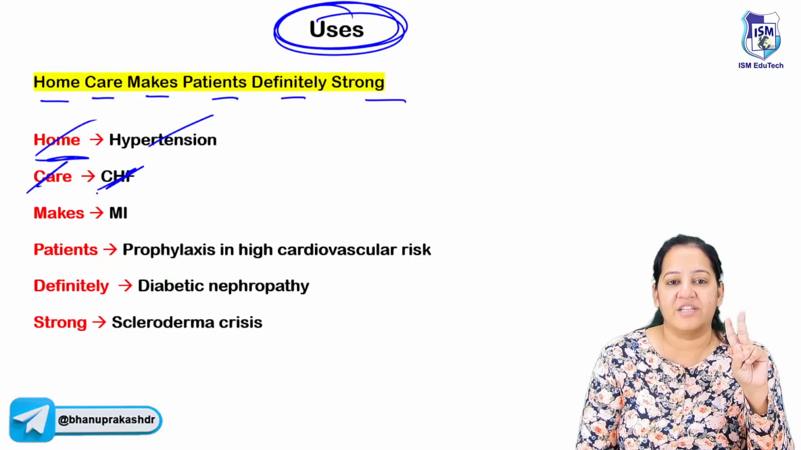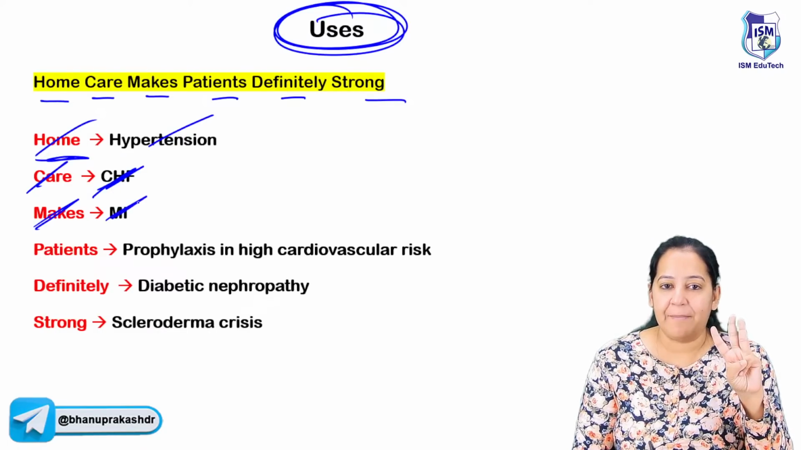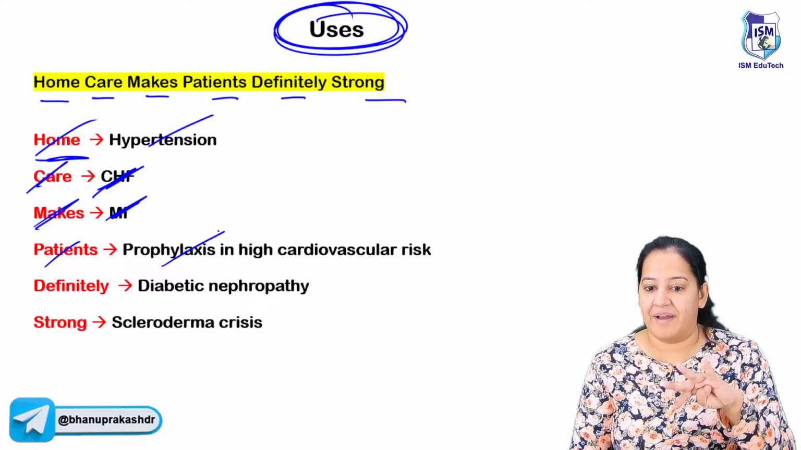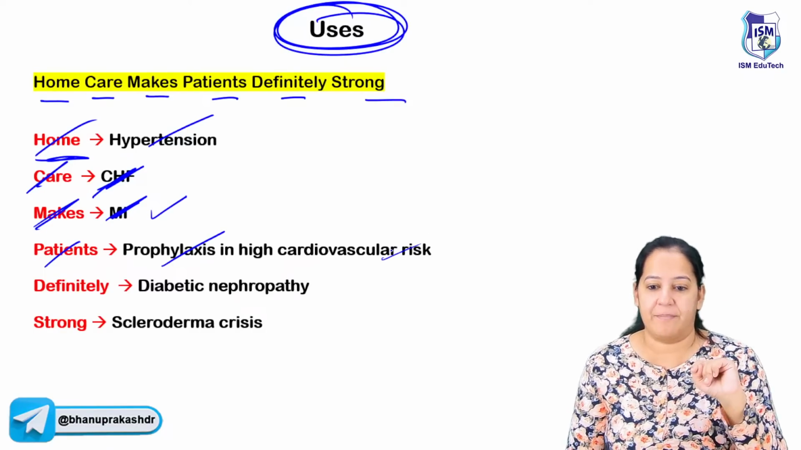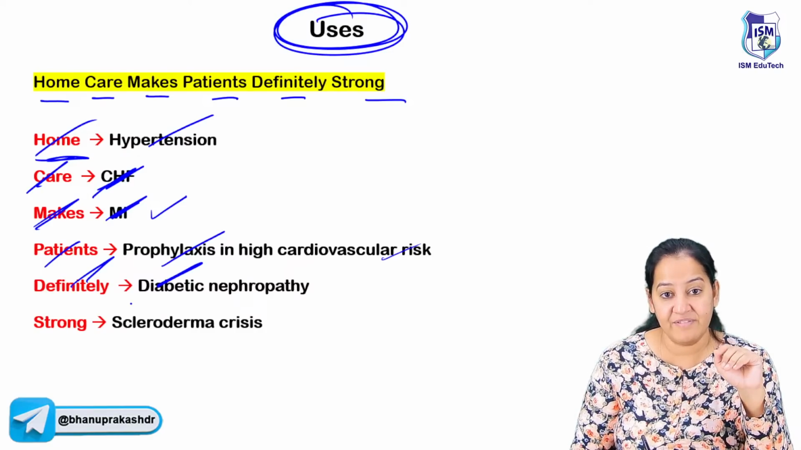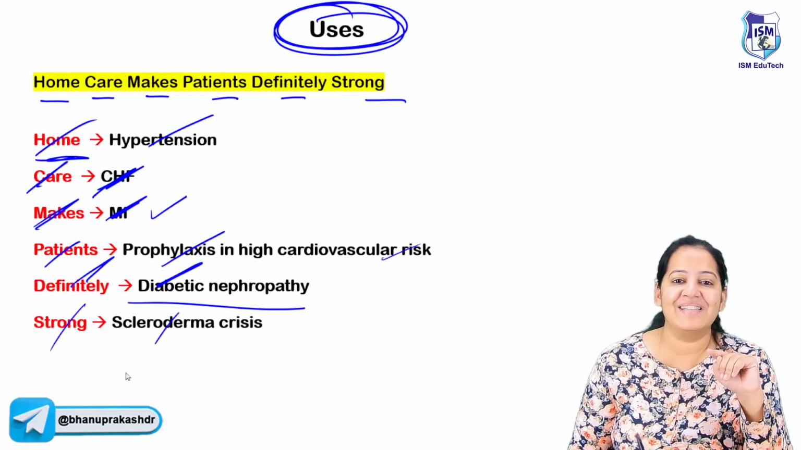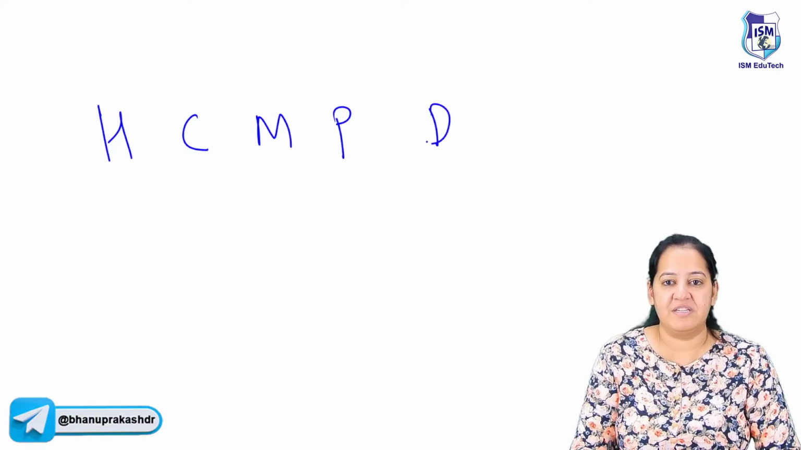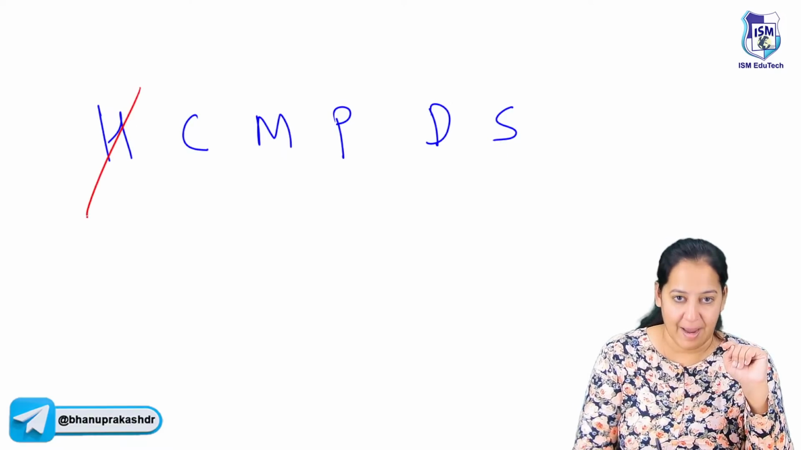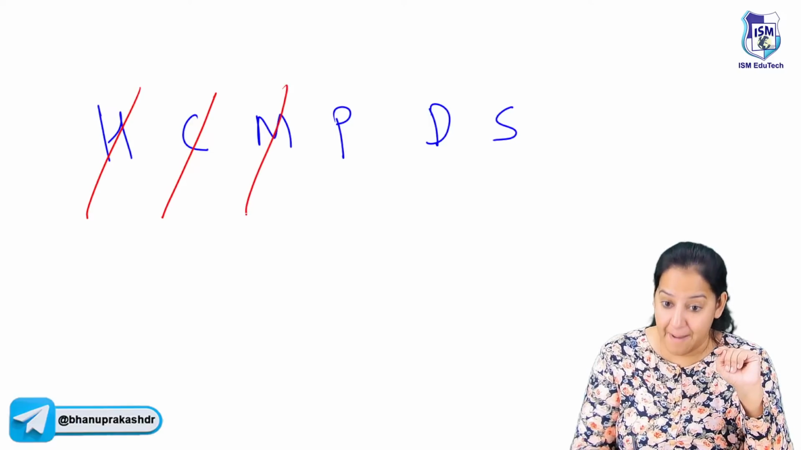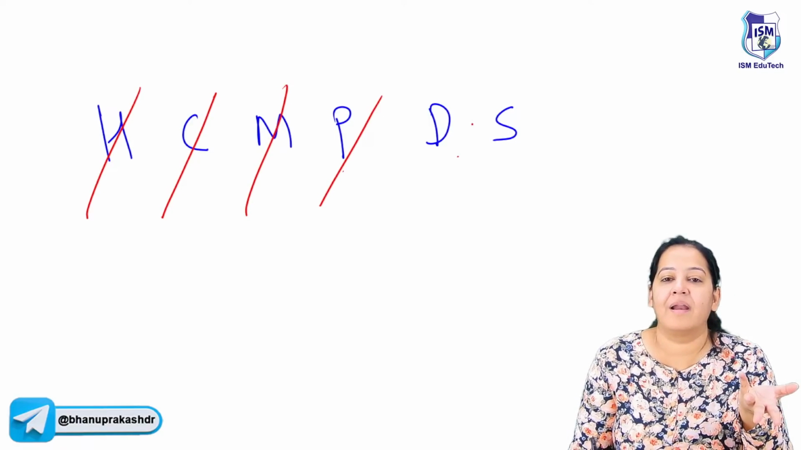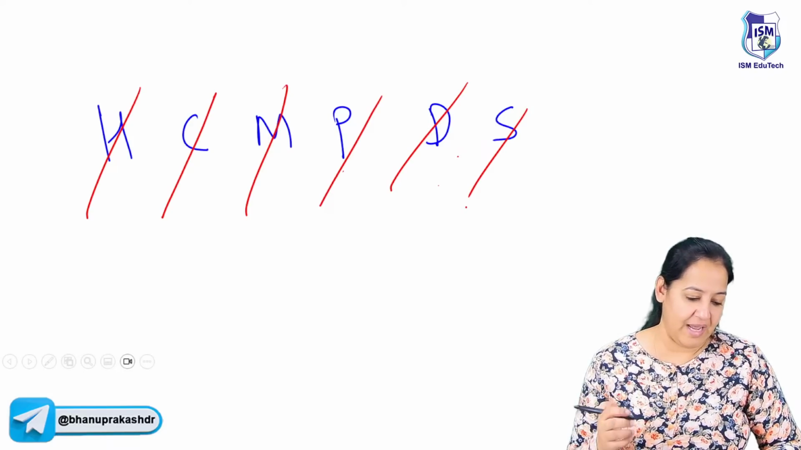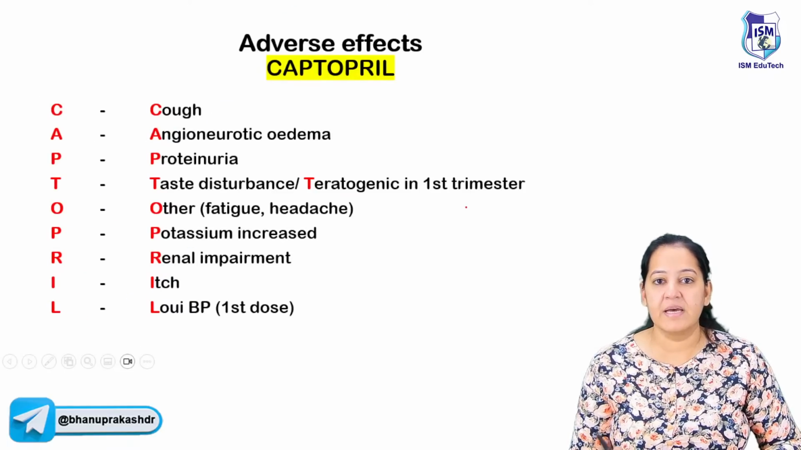C stands for CHF, congestive heart failure. M is MI, myocardial infarction, also we give ACE inhibitor. P is prophylaxis of MI. D is diabetic nephropathy, which is our option right now. And S is scleroderma crisis. Home care makes patient definitely strong. It is hypertension, congestive heart failure, MI, prophylaxis of MI, diabetic nephropathy, which is our answer right now, and scleroderma. So you can get a question on any of them. Say yes if you got it. Uses.